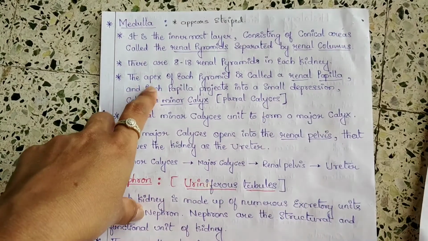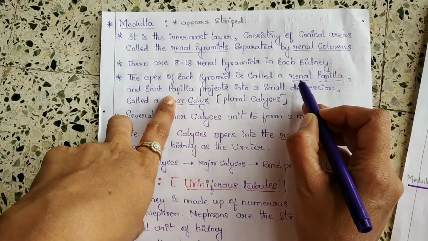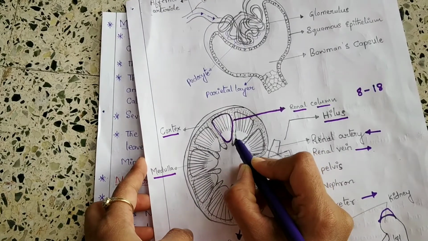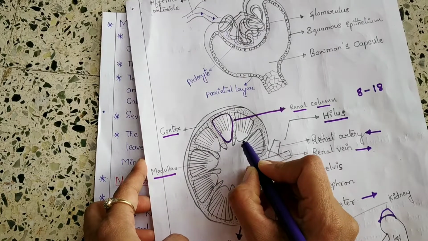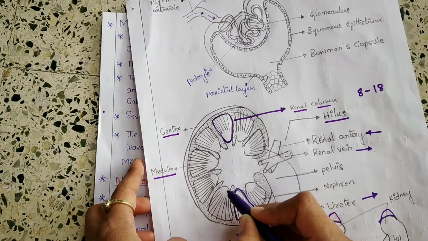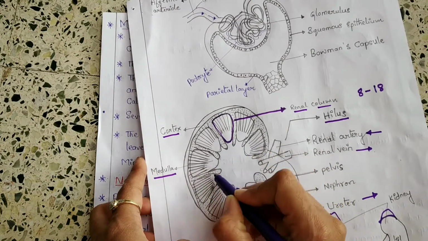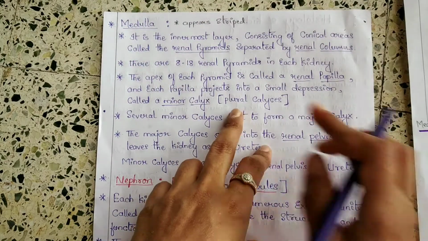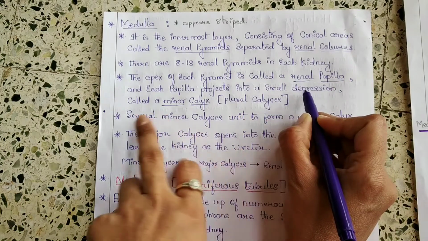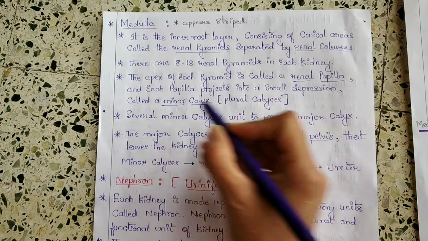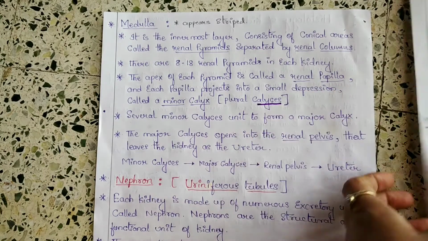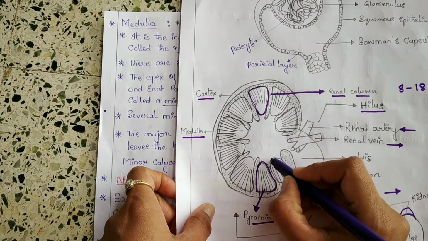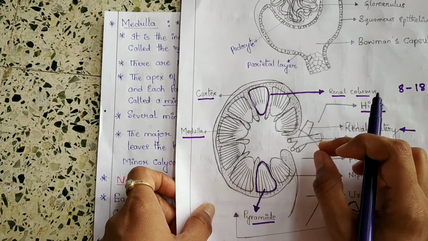And the apex of each pyramid is called a renal papilla. If you look at this apex, those projections are called renal papillae. These renal papillae project into small depressions called the minor calyx. In plural form, it is called calyces. So these renal papillae project into small depressions, the renal minor calyces.